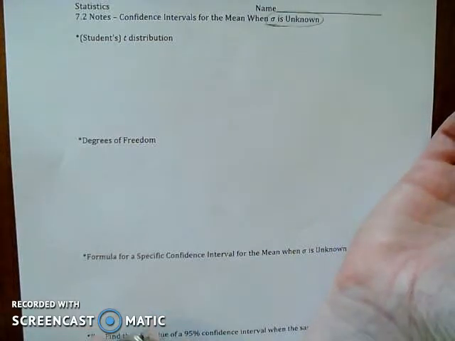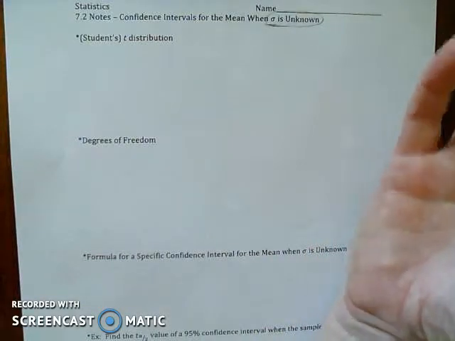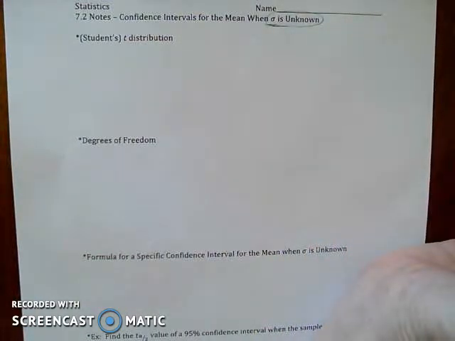So even though we do the problems like we did in 7.1, more than likely we're going to have to do 7.2 problems if we ever do actual statistics in the real world. It's very unlikely that you would know what the standard deviation of the population is.